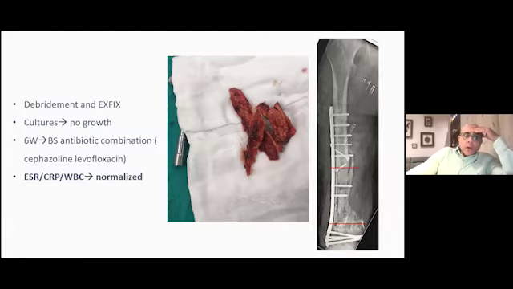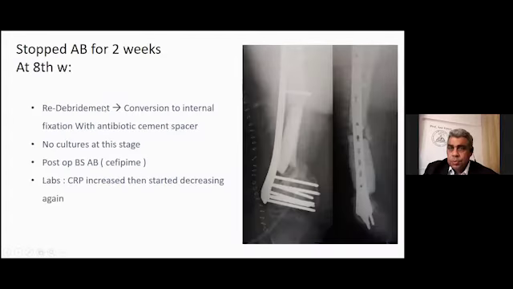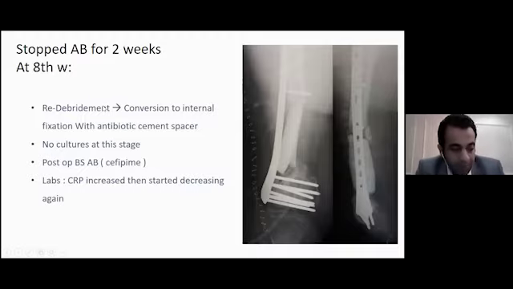Okay, next, Dr. Ott. Next, then antibiotics were stopped for 2 weeks. At the 8th week, conversion to internal fixation was done with an antibiotic cement spacer. No cultures were taken at this stage, and the patient was on post-operative antibiotic, which was CFP. Labs: CRP initially increased and then started to decrease gradually.